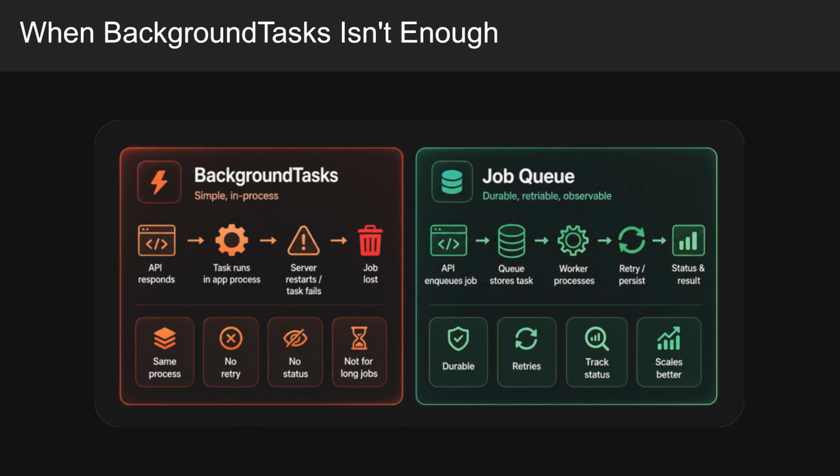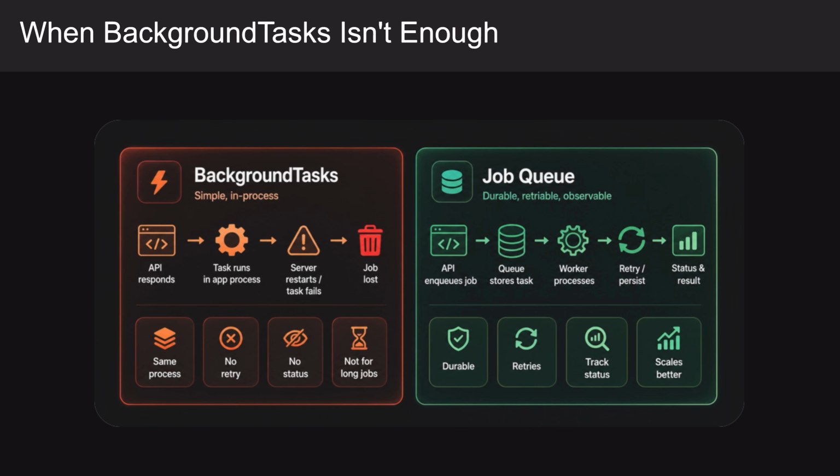Background tasks are great for lightweight post-response work: sending a notification, updating a counter, logging something. But they have real limits. If your server crashes while a task is running, the task is gone. There's no retry mechanism if the embedding API fails halfway through, and there's no way to check whether a task succeeded or failed. For heavy ingestion jobs, long-running agent workflows, or anything that needs to survive a server restart, you need a proper job queue.